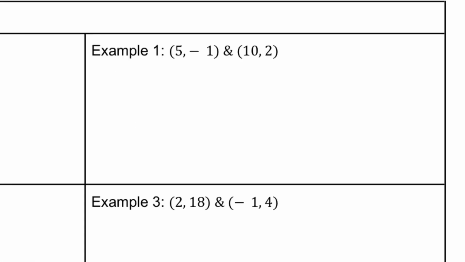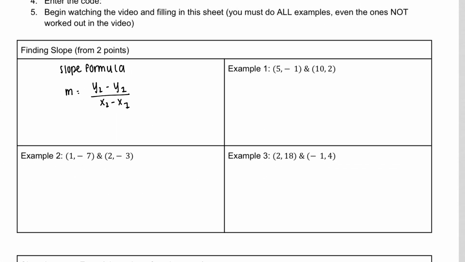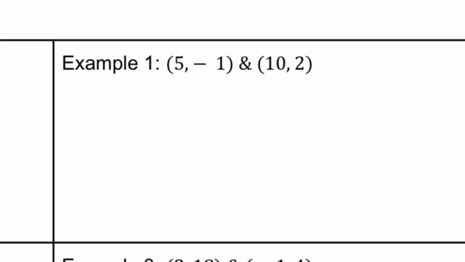So on this first example, and on all these examples, what we're going to do first is actually label our points. So if I label 5 as x1, that means that negative 1 has to be y1. And for the second point, 10 is going to be x2, and 2 is going to be y2, because they're in the second point. It does not matter which one you do, but you have to be consistent. If they're in the same parentheses, they have to have the same number next to the x and the y.